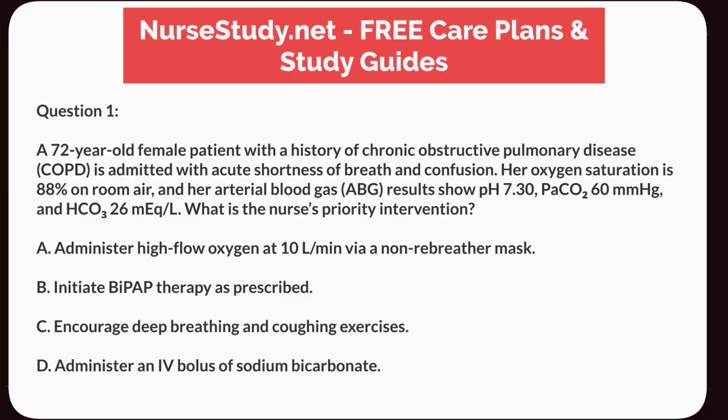Question 1. A 72-year-old female patient with a history of chronic obstructive pulmonary disease, COPD, is admitted with acute shortness of breath and confusion. Her oxygen saturation is 88% on room air, and her arterial blood gas, ABG, results show pH 7.30, PaCO2 60 mm of mercury, and HCO3 26 milliequivalent per liter. What is the nurse's priority intervention?